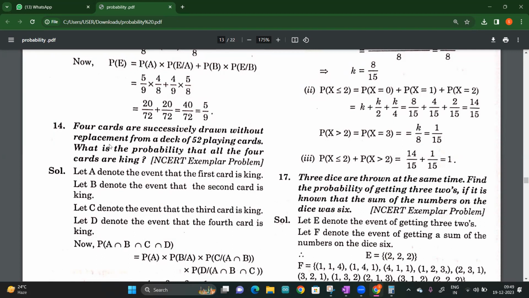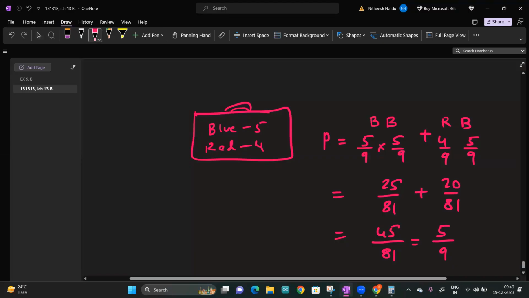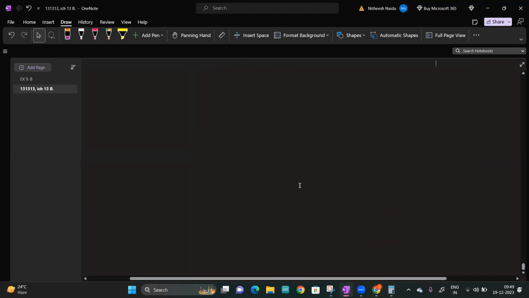Out of 52 playing cards, what is the probability that all four cards are king cards? Wow. Let's do this question. King cards, you know how it looks. He is showing half of the face.